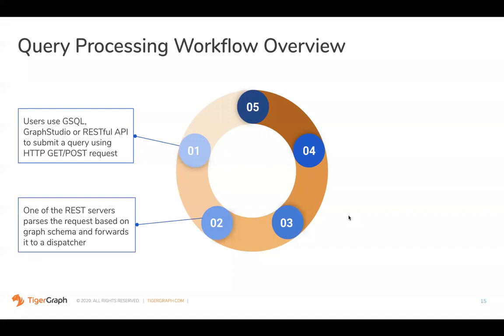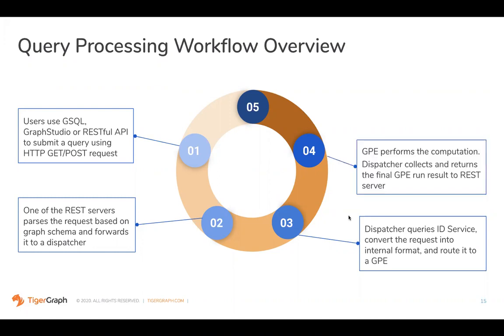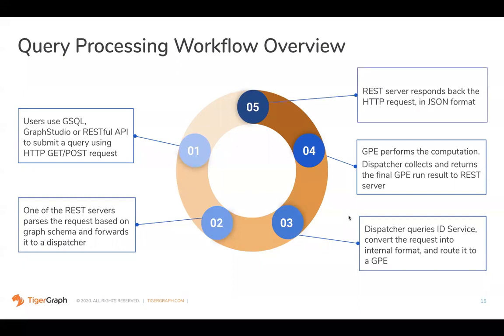Once the user submits, the REST server parses the request based on the graph schema and forwards it to the dispatcher. And the dispatcher will query the ID service to convert the request from the external format to the internal, and also assign a particular GPE as the master for that query. And from that point onwards, the GPE performs the computation based on the user logic of what the query is, and then returns the run result back to the dispatcher. And this is again sent back to the REST server. From the REST server, obviously the result is sent back as an HTTP response in JSON format to the user. Fairly high-level overview of what the workflow would look like.